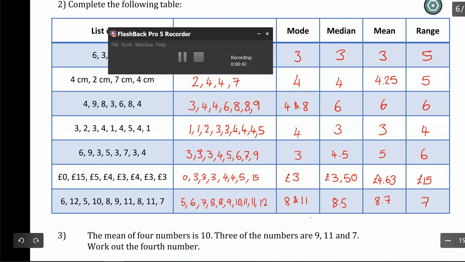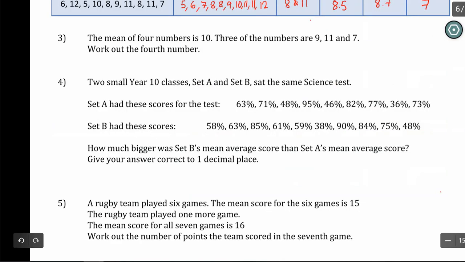Okay, going to go through the next few questions on the page. So on number 3, we're told that the mean of 4 numbers is 10 and three of the numbers are 9, 11 and 7. We've got to find the other one. Now on questions like this, if you're given the mean, you can work out the total of what they all added up to. To find the mean, we would add all of these numbers up. So we would do 7 plus 9 plus 11 plus this missing number, let's call it x.